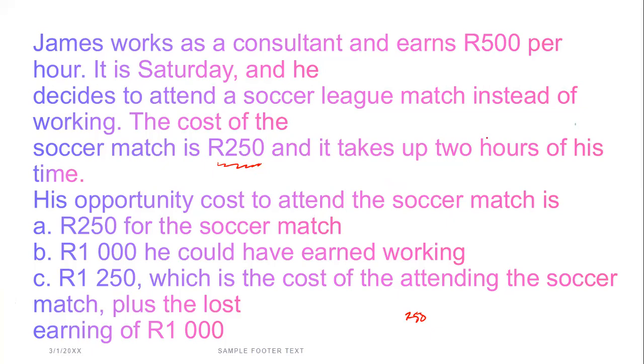So what else could have been done with these 2 hours? You could have been working and earning 500 per hour. So he spends 2 hours which he could have spent working. So it's 500 times two, which equals 1,000. And he has also forgone the value of the 250. The 250 could have been earned elsewhere, right? So the total opportunity cost will be 1,250, which is the cost of attending the soccer match, 250, plus the earnings of 1,000. So that is the opportunity cost to Thabo.